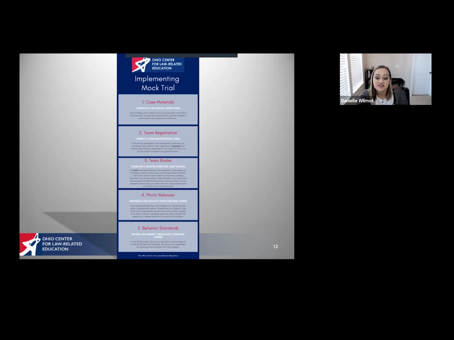And this is just a nice little graphic to sort of show how the process should go in terms of filling out your forms. It's a lot to keep track of, and as if you don't already have enough on your plate, there's a couple more steps. So we just put it into this nice graphic to show you the order in which you should do these things. So ordering your case first, submitting a team registration, team rosters, photo releases, and behavior standards. So handy little graphic to refer back to.